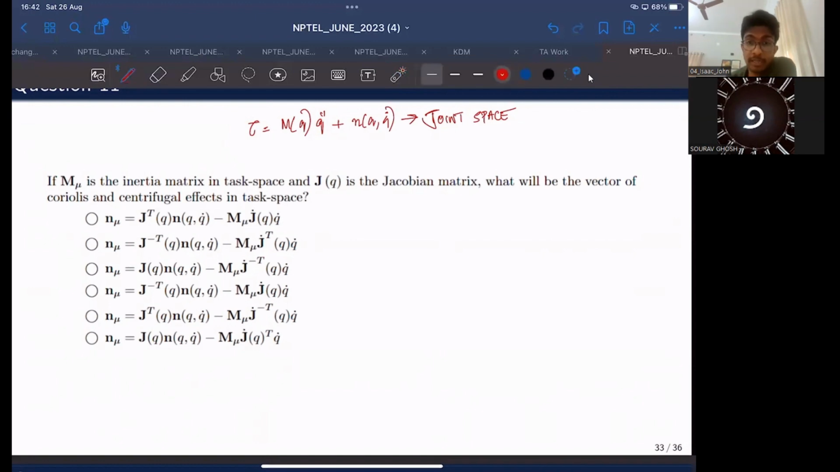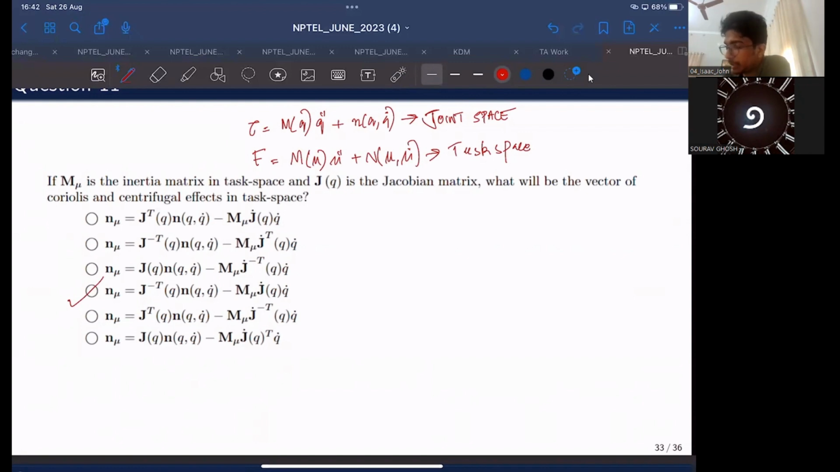Whereas if you could also write this equation in, yeah, I guess you have given your answer as option 4. But how did you arrive at that option? Can you justify that? In task space, this equation would be M of mu, mu double dot plus N of mu, mu dot. This is task space. Whether that option is correct or not, I cannot say for now, but I'll have to derive that.